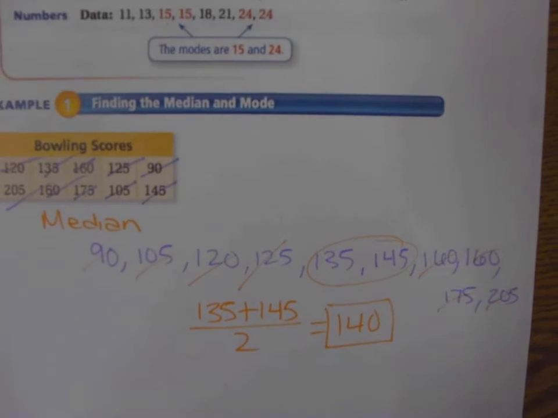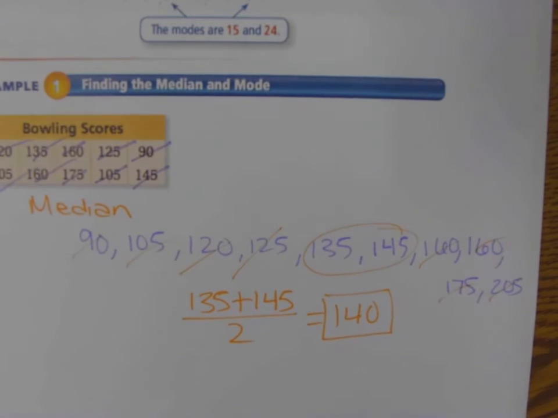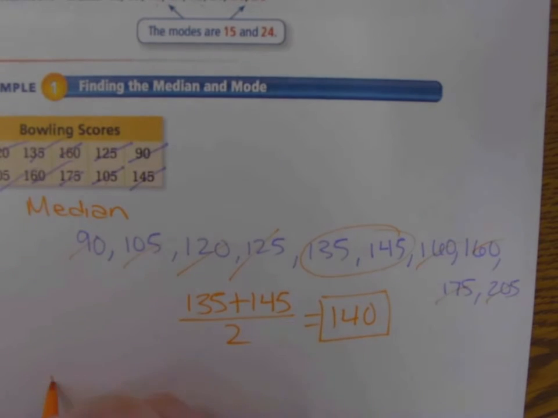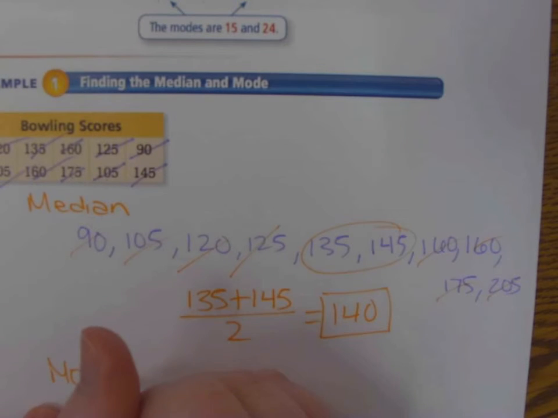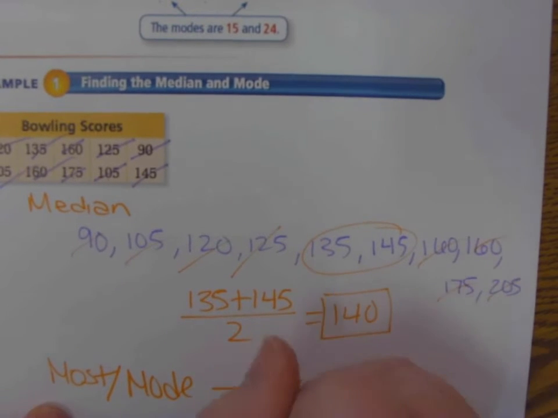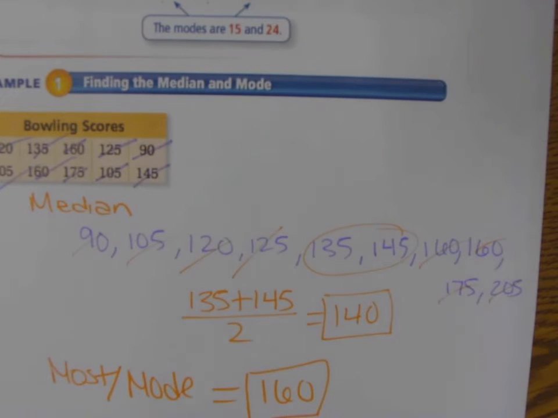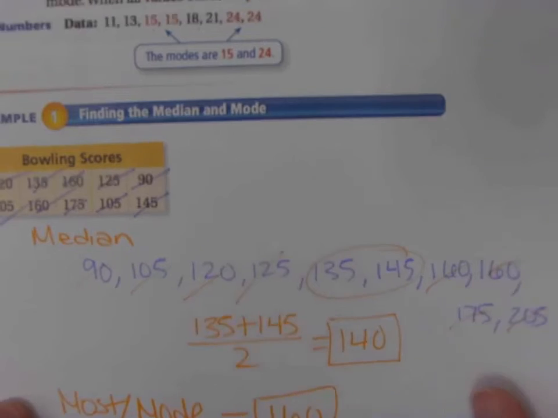All right, let's find our mode. I'm going to keep this same list and go through here and see, do I see any numbers multiple amount of times? As you can see, I have two 160s, which is the most a number occurs, twice. I just wrote most instead of mode. So my most, or my mode, is 160. So that's my median and my mode for that data set.